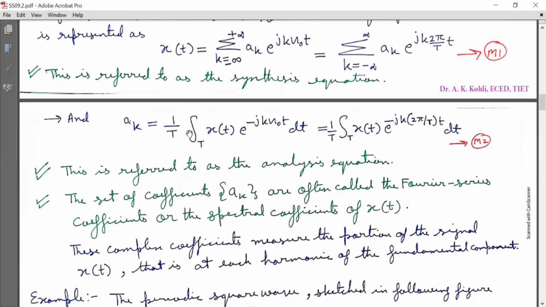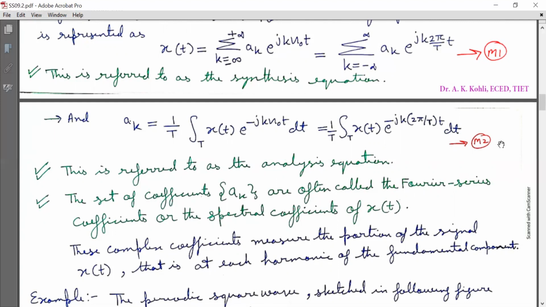And a_k is equal to 1 by T integration over a period of capital T x(t) e raised to minus j k capital omega naught t dt is equal to 1 by T integration over a period of capital T x(t) e raised to power minus j k bracket 2 pi by capital T into t multiplied by dt. Mark it as equation M2 as shown on screen. So this equation is referred to as the analysis equation. Now M1 and M2 are main equations. That is, M1 is synthesis equation for x(t) and M2 is analysis equation for coefficient a_k.